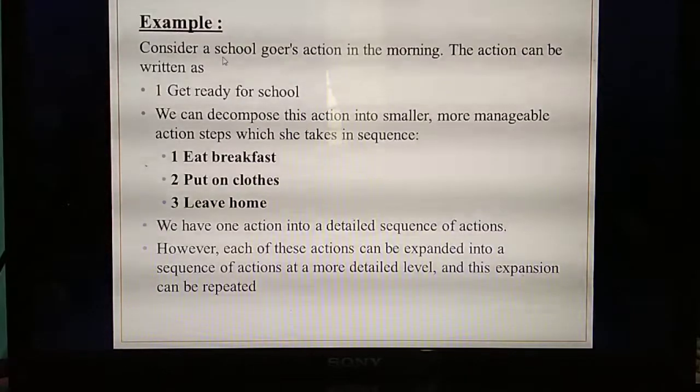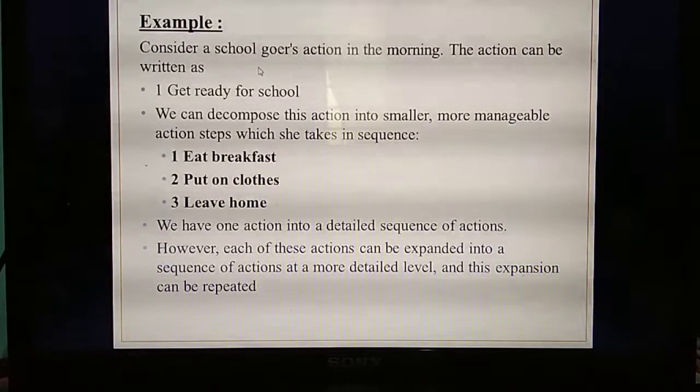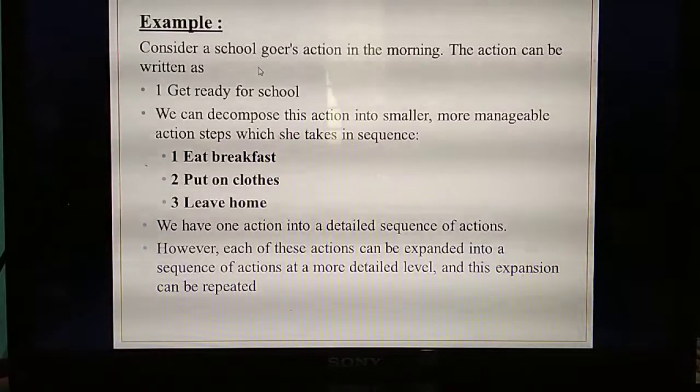Understand? By seeing this example, you can understand thoroughly. Okay, what do you mean by refinement? The best example is given in your textbook. Consider you are going to school in the morning. What are the actions you are doing at home before you go to school? That thing they have given in the example for refinement.